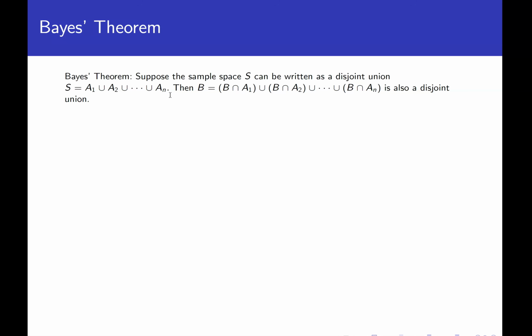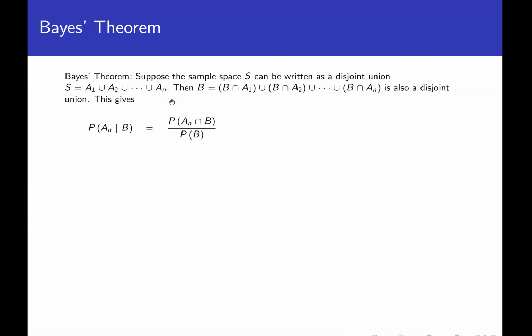Well, just like before, since the A1 through An take up your entire sample space and are disjoint, we can write B as a disjoint union of B's intersection with each of those events that make up the sample space. In the previous example, it was B with A and B with A complement. Here it's just, if an element's in B, it has to be in one and only one of these A sub i's.